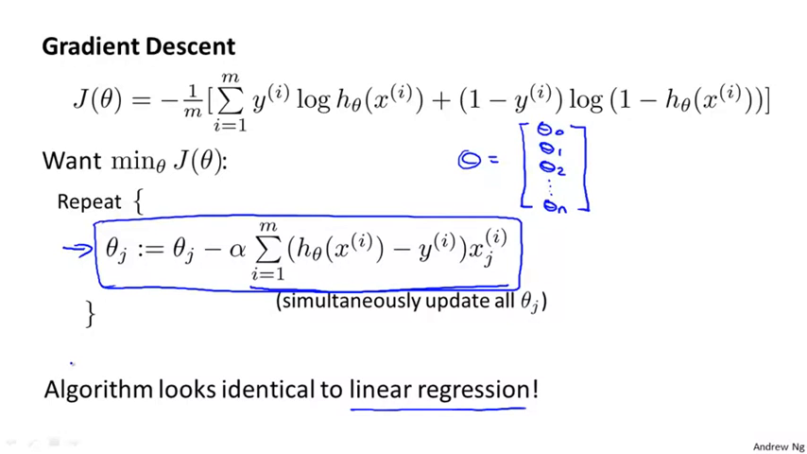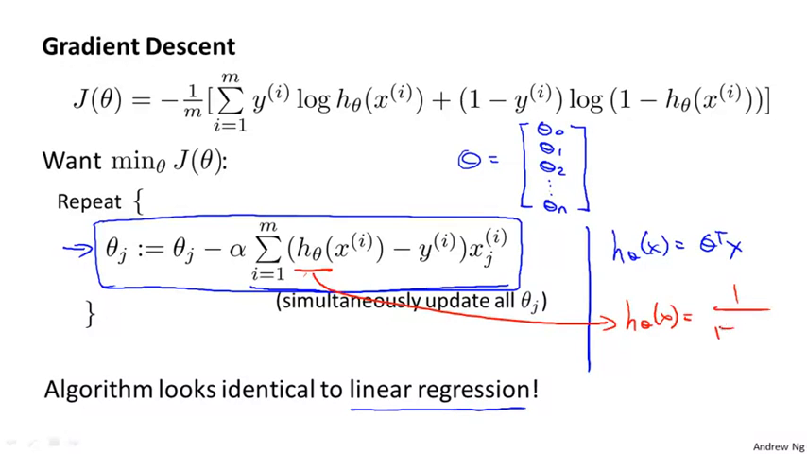So are linear regression and logistic regression different algorithms or not? This is resolved by observing that for logistic regression, the definition of the hypothesis has changed. Whereas for linear regression we had h of x equals theta transpose x, now h of x is instead 1 over 1 plus e to the negative theta transpose x. So even though the update rule looks cosmetically identical, because the definition of the hypothesis has changed, this is not the same thing as gradient descent for linear regression.